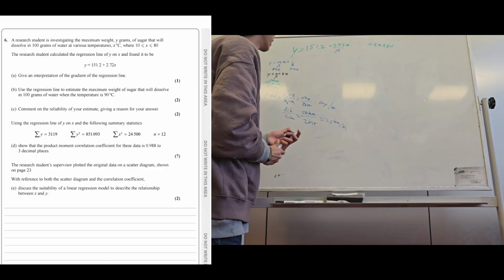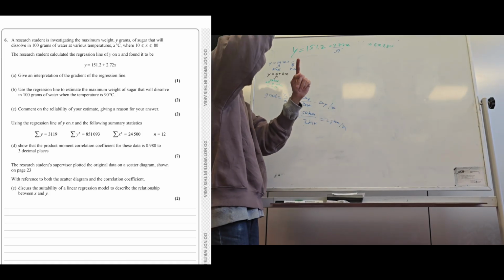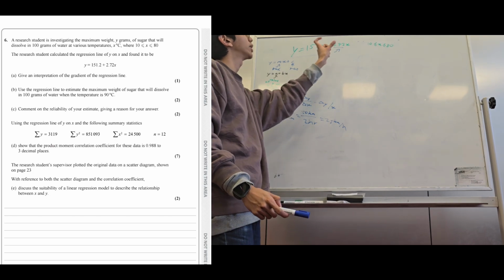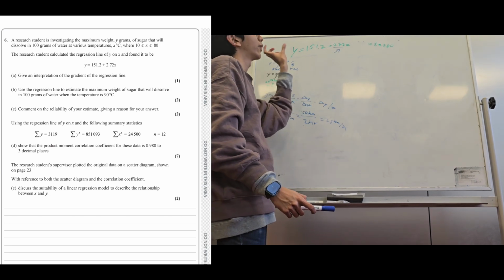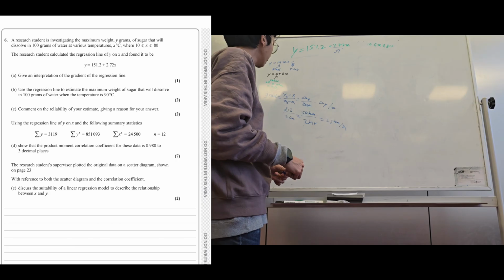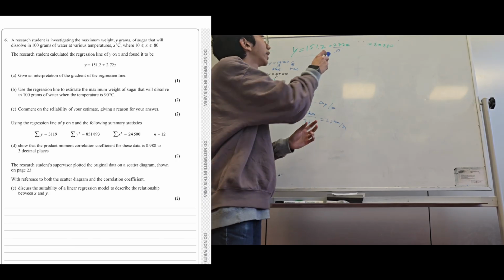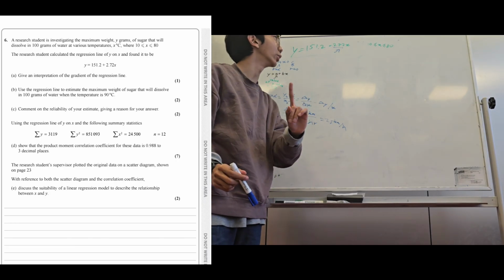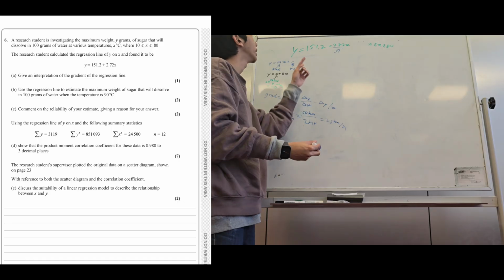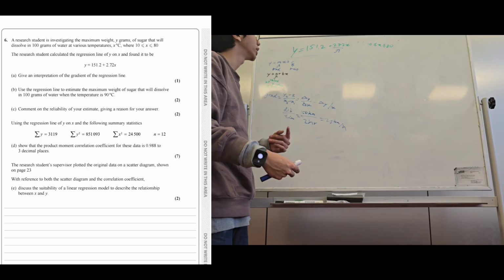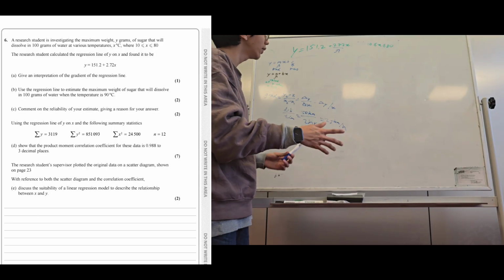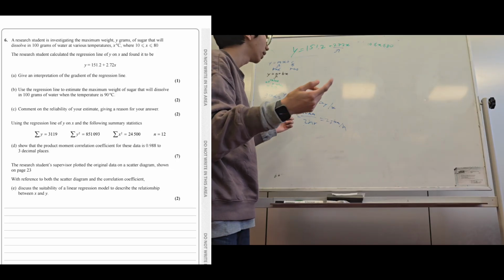Same interpretation here. Every time x goes up by 1, I am adding 2.72 to the value of y. In this case, every time x increases by 1 degree, y is being increased by 2.72. And if you don't believe it, you can draw a graph and figure it out.